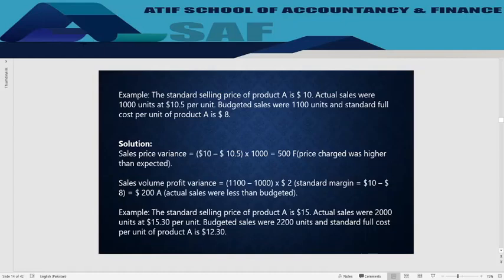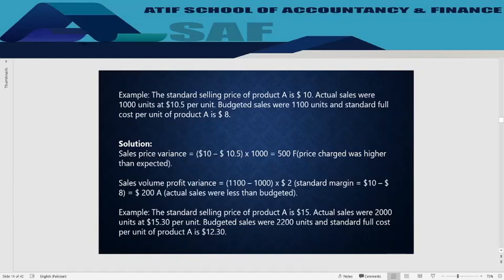On one unit it is 0.5, and when multiplied by the 1000 actual quantity sold, it gives us a difference of $500 favorable. While sales volume variance can be computed by comparing the difference of actual quantity sold and budgeted quantity sold. Actual quantity sold is less than the budgeted quantity, and this difference when multiplied by the standard margin of $2 gives you a $200 adverse variance.